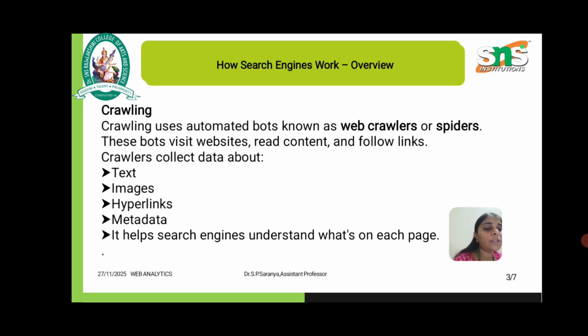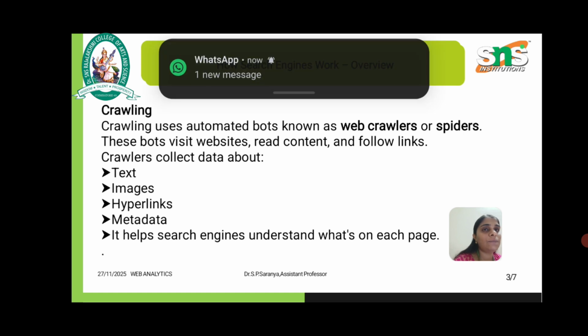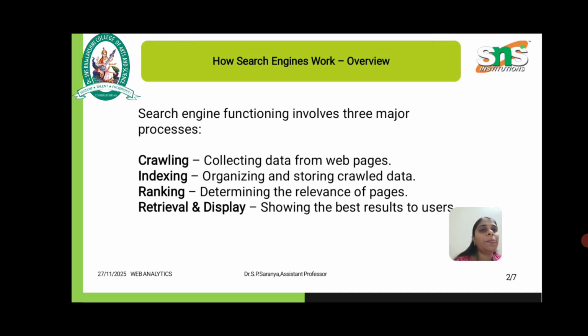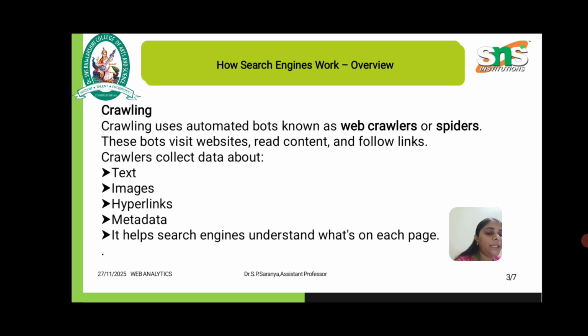Imagine these crawlers as tiny robots that travel across the internet. They visit web pages one by one and read everything on those pages: the text, the images, the headings, the links, hyperlinks, metadata or any other data. They follow hyperlinks to move from one web page to another, just like how we go from room to room in a building.